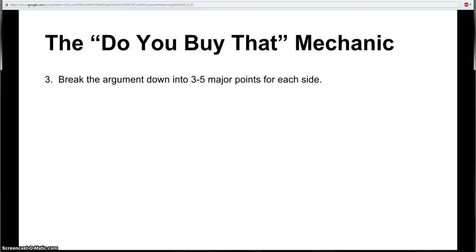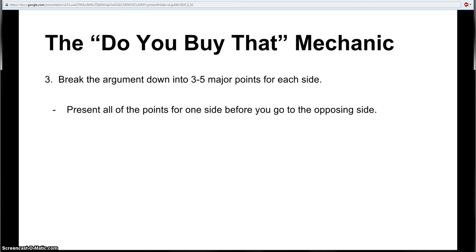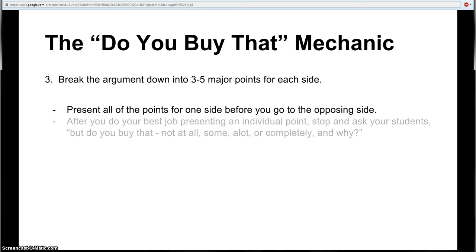The third thing you're going to do is to break the argument down into three to five major points for each side. Present all of the points for one side before you go to the opposing side, and you're going to stop after each point, but make sure you focus just on one side of the debate before you go to the other one. After you do your best job presenting an individual point, stop and ask your students, but do you buy that? Not at all, some, a lot, or completely, and why?